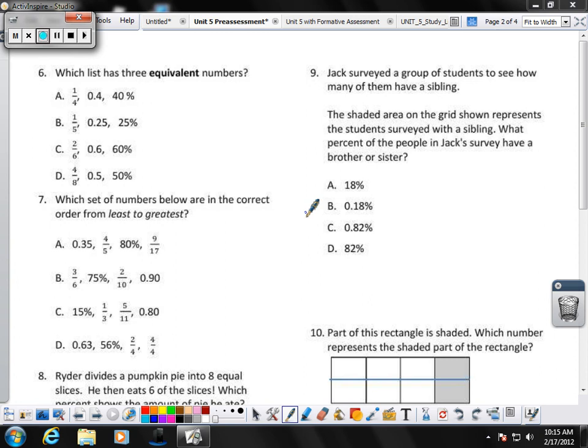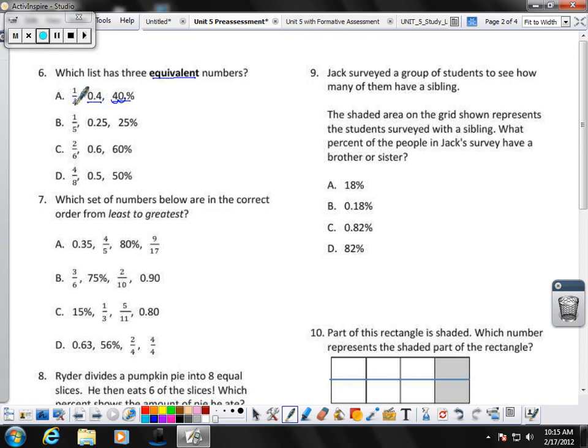When we last left, we were on question number 5, which again talks about equivalent numbers or equivalent fractions. So I'm going to underline that word equivalent. Which list has 3 equivalent numbers? Well, I know that 40% is equivalent to 4/10, because here's my decimal. In my 40%, I move it 2 places over, and I get 4/10.